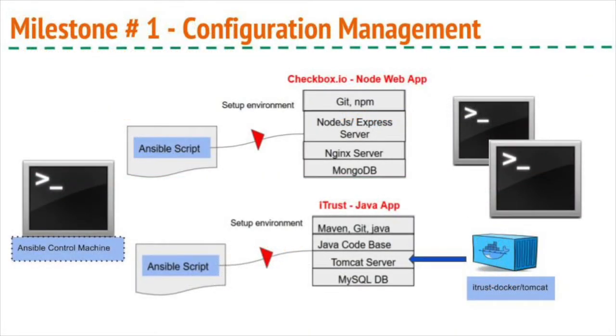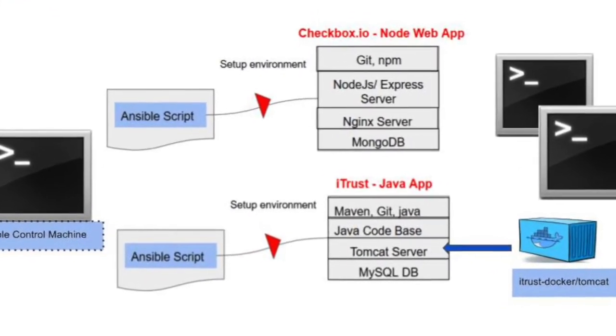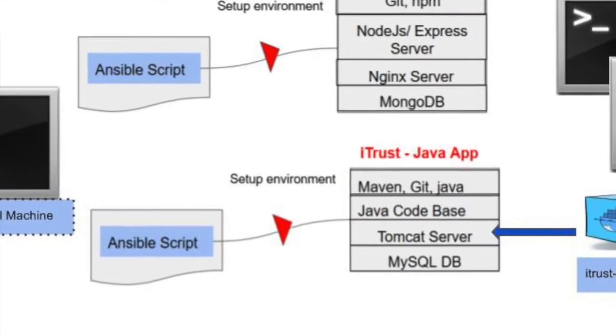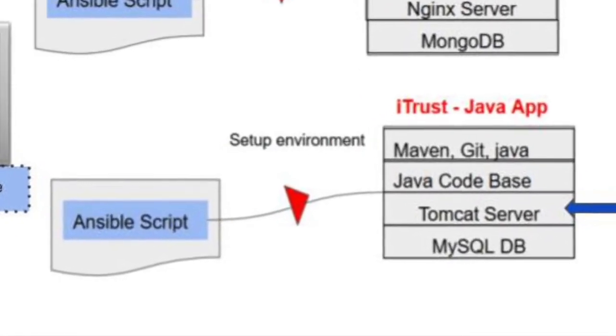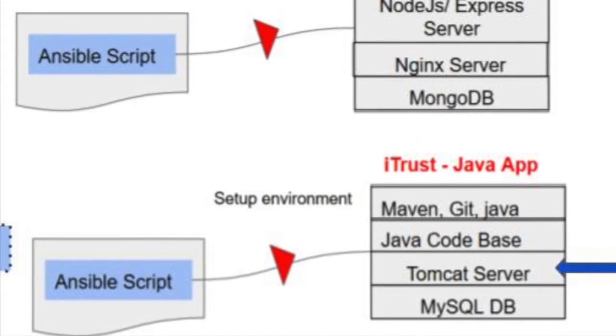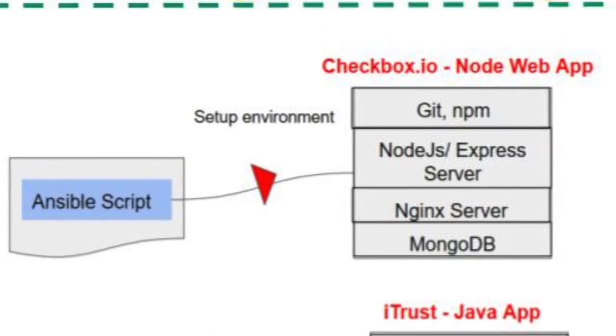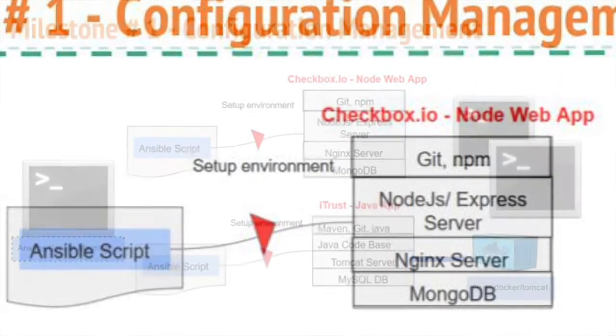Milestone 1, Configuration Management. In this milestone, we set up build environments for 2 software projects using Ansible as the configuration management tool. The first application is a Java application called iTrust. We provision the server with MySQL database, Maven, Git, and Tomcat to run and build the application. The next application is a Node.js-based web application called Checkbox.io. The server was provisioned with Git, Node Package Manager, Nginx Web Server, and MongoDB.